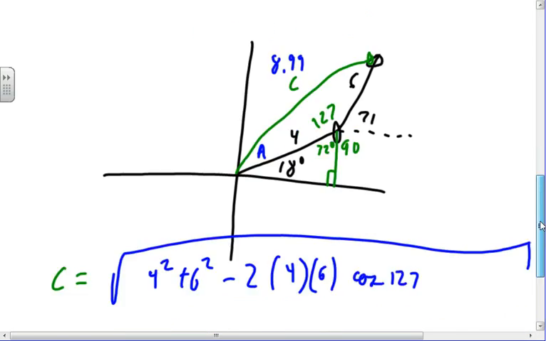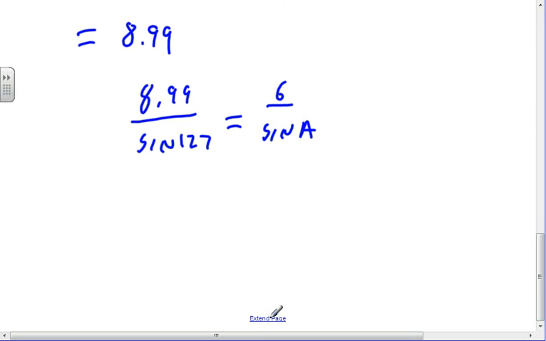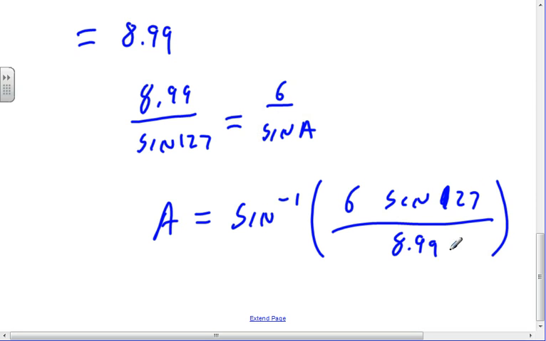Yeah, so I could say 8.99 divided by sine 127 is equal to 6 over sine A. And then I could say A is the arcsine of 6 sine 127 divided by 8.99. And when I got that, I'd find out that I had 50 degrees, right? No, I don't have 50 degrees. What do I have?